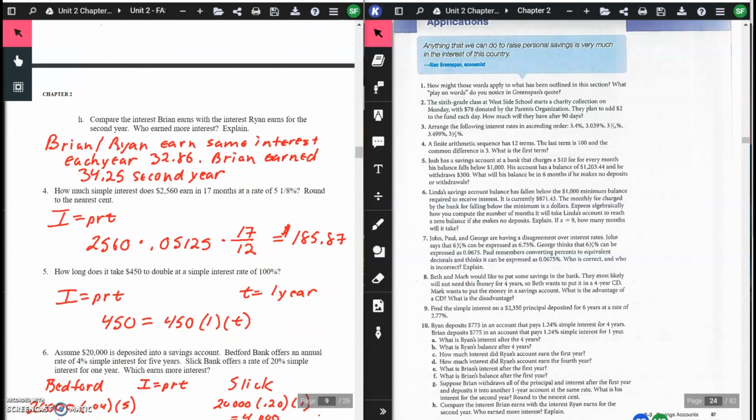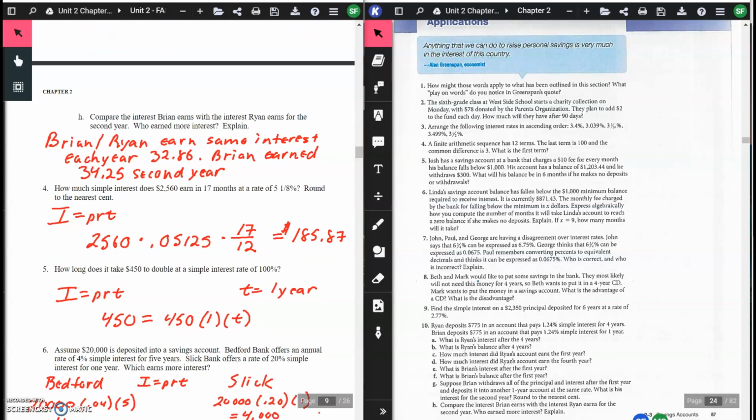And part H. Compare the interest that Brian earns with the interest that Ryan earns for the second year. Who earned more interest? Brian and Ryan earn the same interest each year, as we figured out, $32.86. Brian earned more the second year, though. He earned $34.25 his second year, okay? Where Ryan, he earned the same because his was only a year.